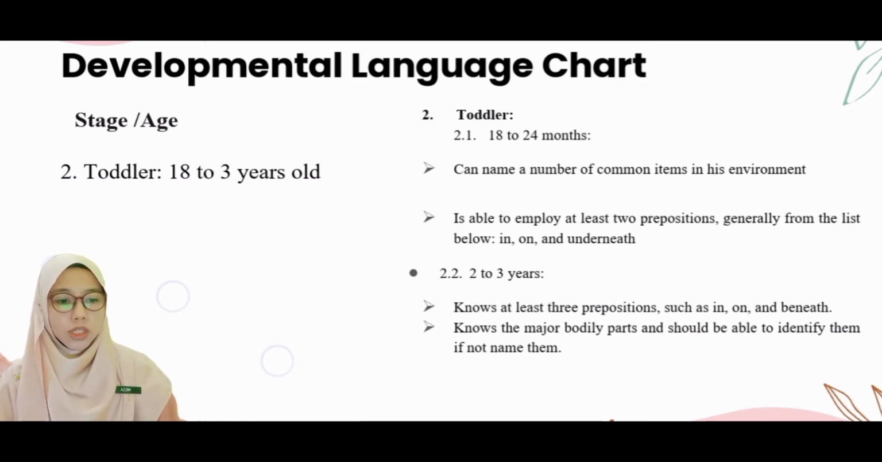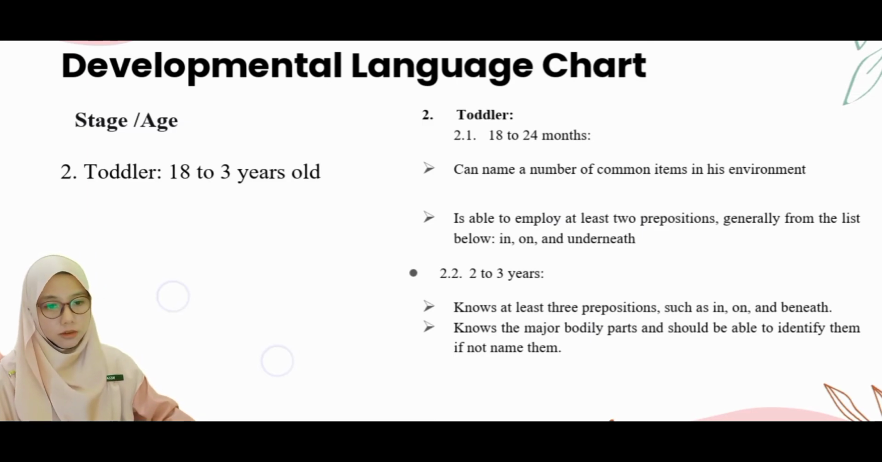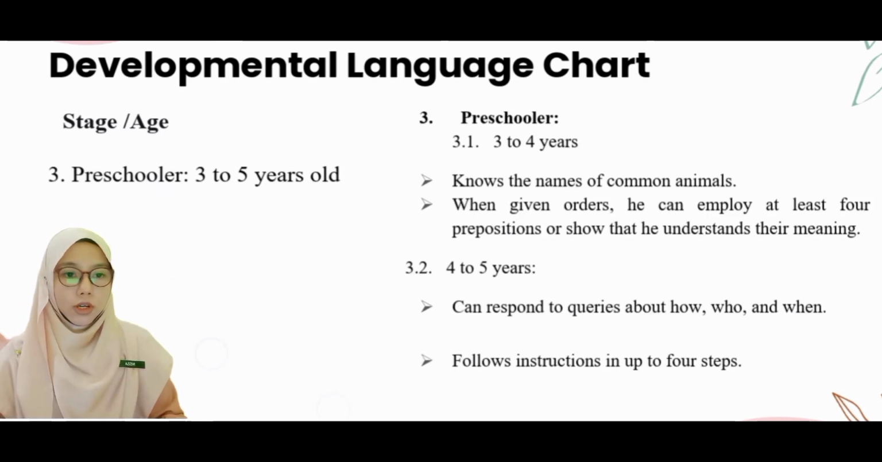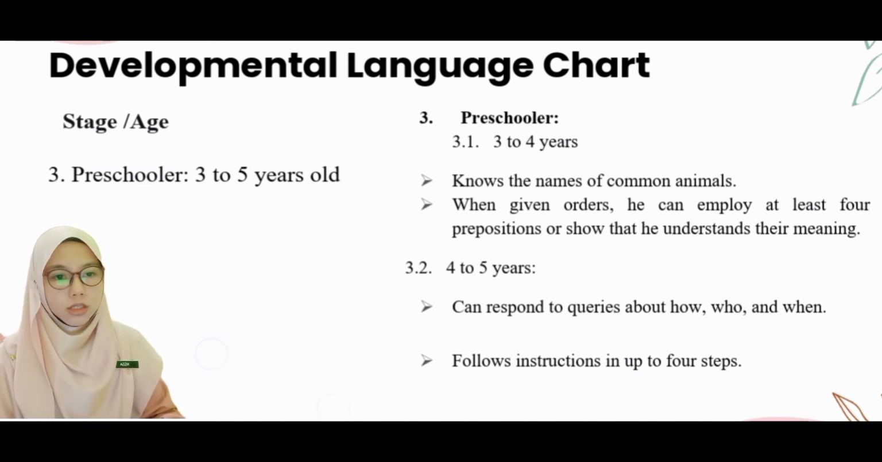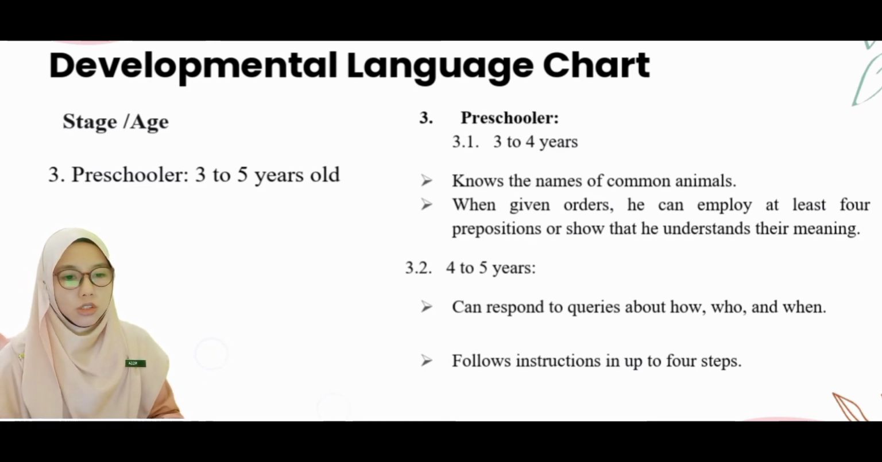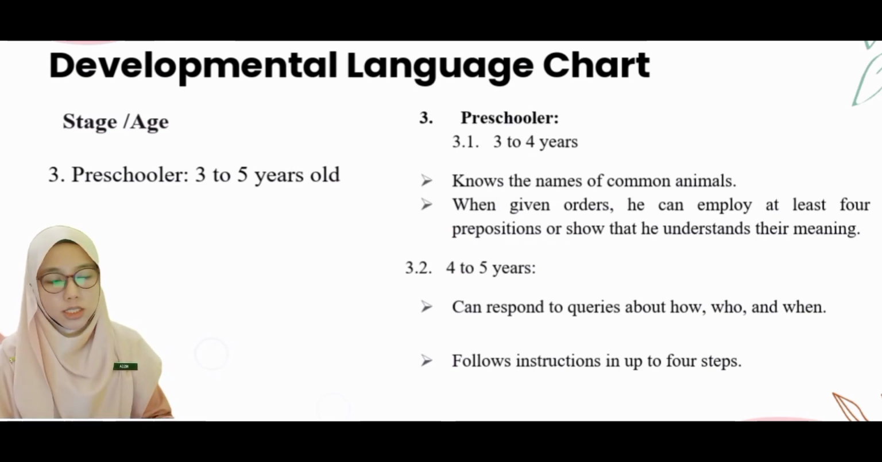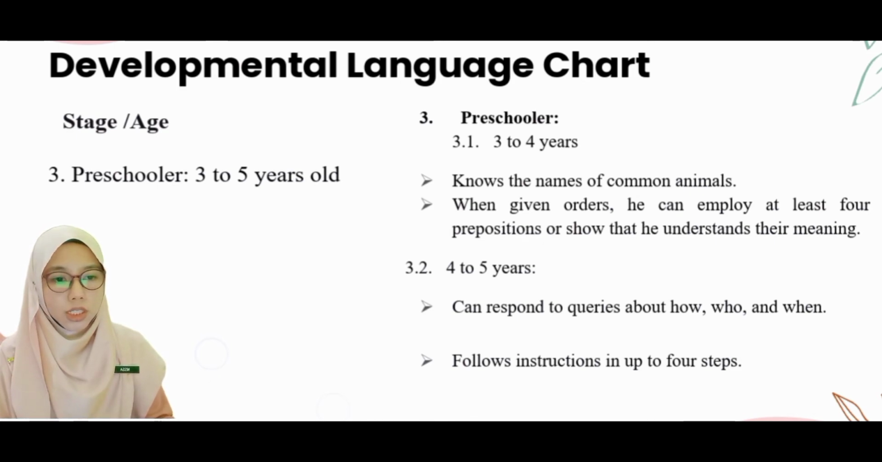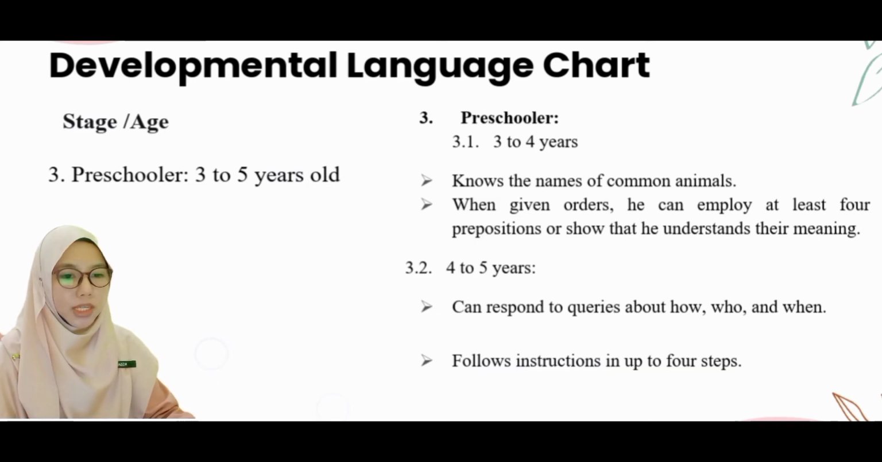Know the major body parts and should be able to identify them, if not, name them. Okay, now for the preschooler, 3 to 4 years, children know the names of common animals such as cat, dog. The second one is when giving orders, he can employ at least 4 prepositions or show that he understands their meaning.